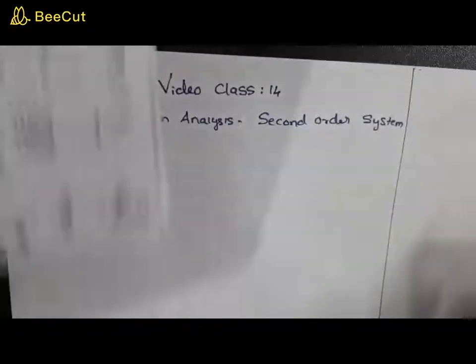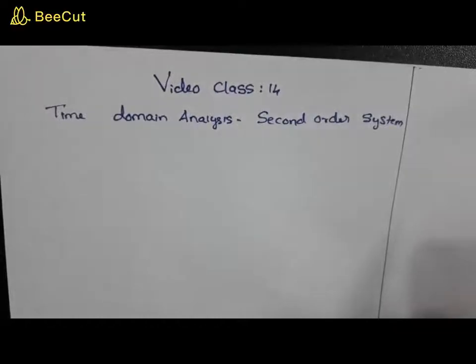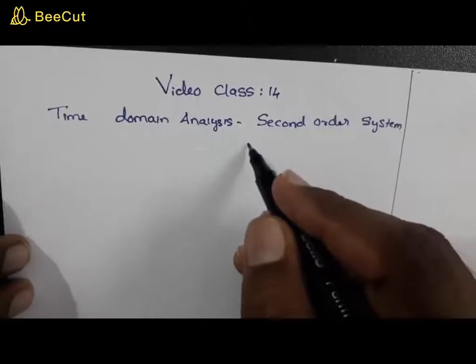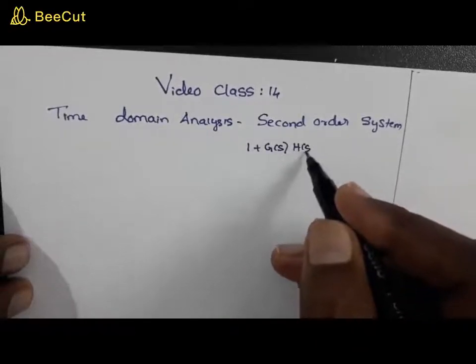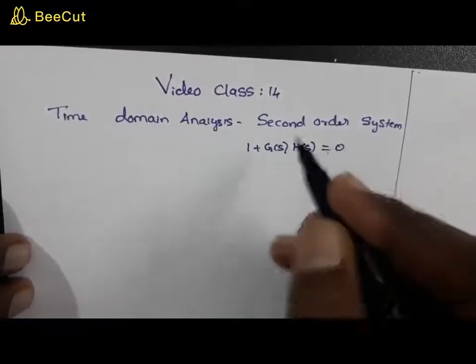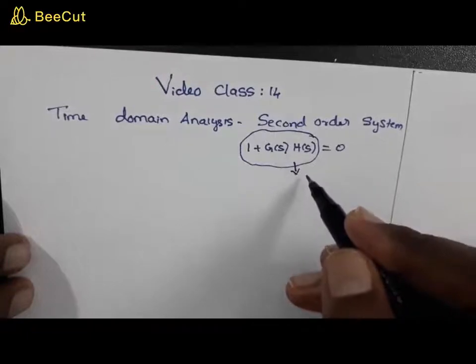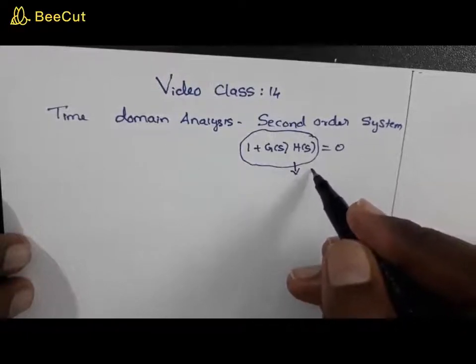Now, how will you differentiate an nth order system? I have given you the idea about the order of a system. The order of a system is governed by the characteristic equation, that is 1 plus GSH is equal to 0, or the polynomial 1 plus GH, which is actually the denominator of the transfer function.